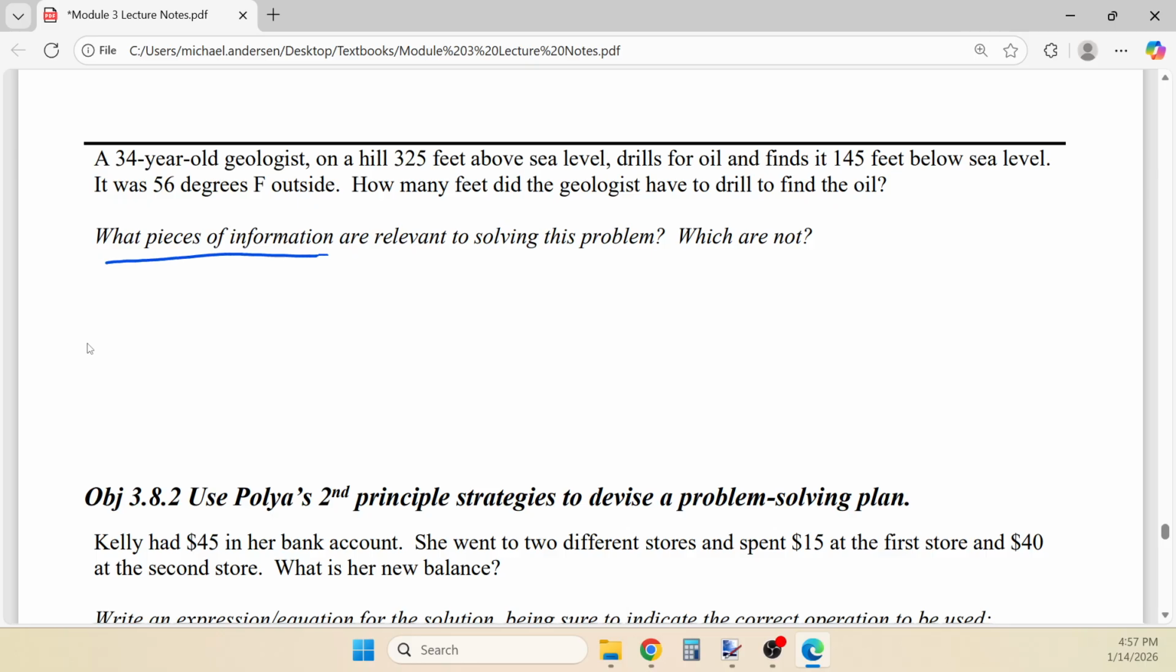Again, what pieces of information are relevant to solving the problem? The problem is, how many feet did the geologist have to drill? So we go through this statement, we find what's relevant to how far they had to drill. Being able to sort through what's useful and not is extremely important.